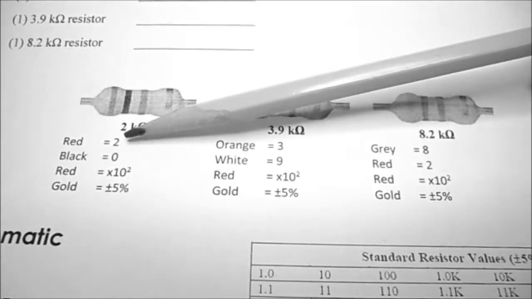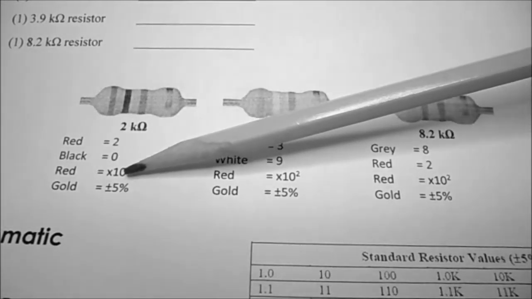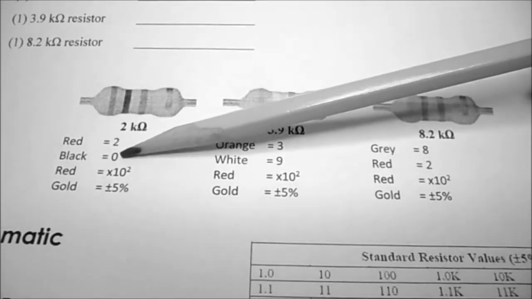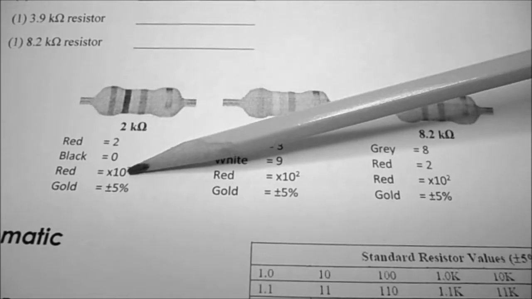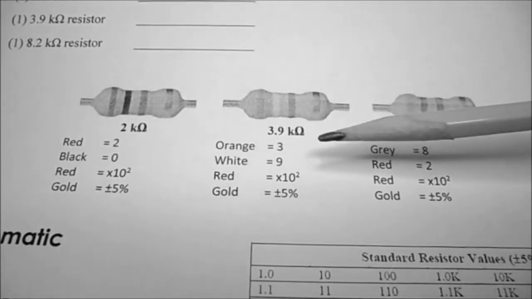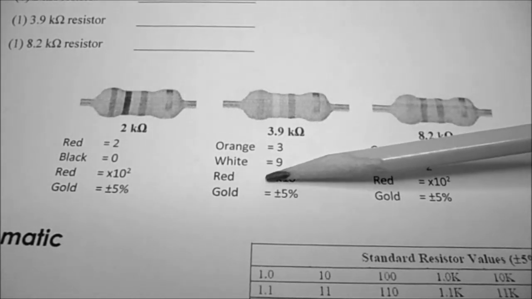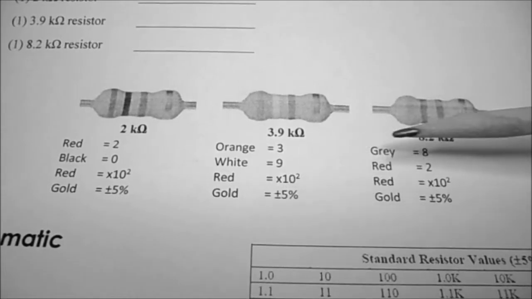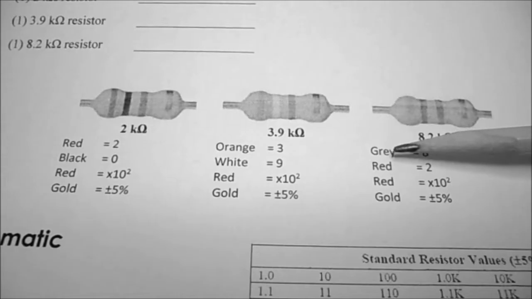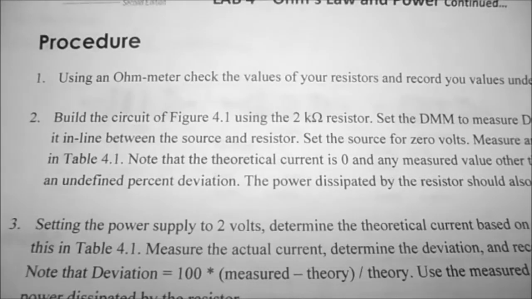We just have to remember that the bands for a 2K resistor are 20 followed by 10 to the power of 2. So that would be 2000. Probably going to be a gold tolerance band. The 3.9K is going to be orange, white, red. Probably again with a gold tolerance band. And the 8.2K resistor is going to be gray, red, red. Again with a gold tolerance band.